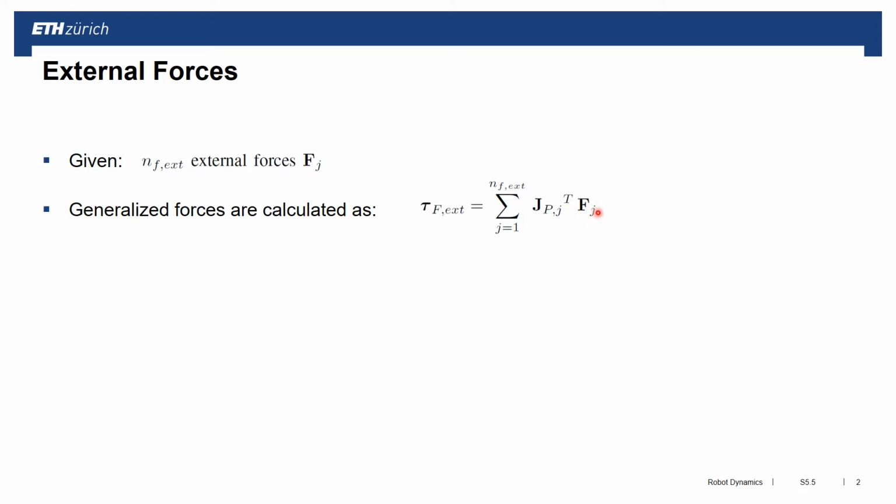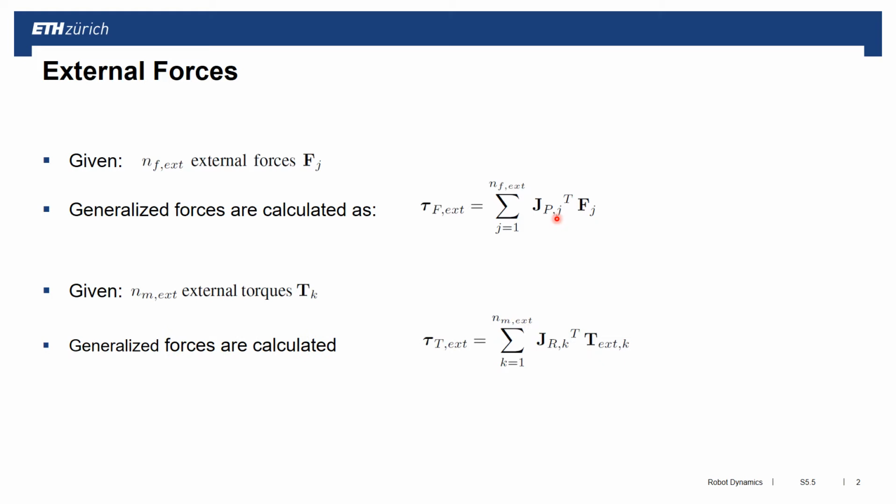So given a force in task space, I can pre-multiply it with the Jacobi transposed, and I end up with a torque which is in joint space. So this directly acts on our Q's. And we have to do this, of course, for all the external forces that we have in our system. And exactly the same way, we can also deal with external torques indicated with T here.